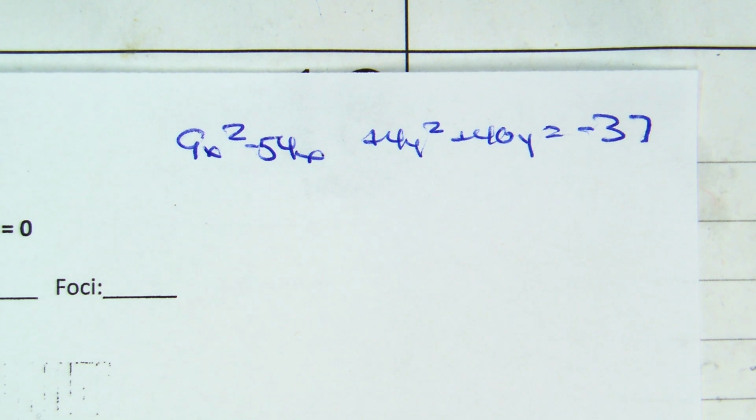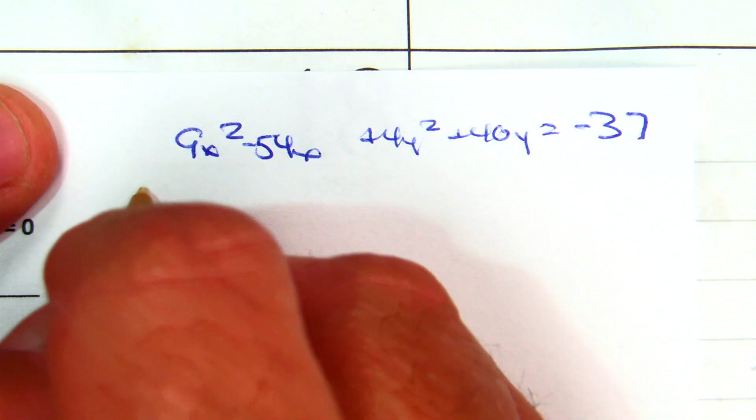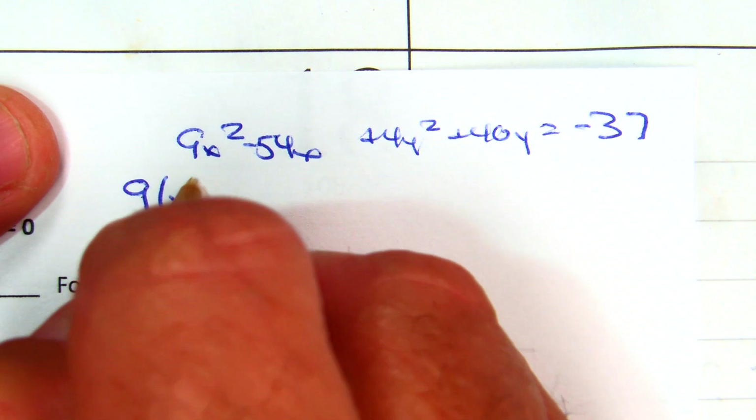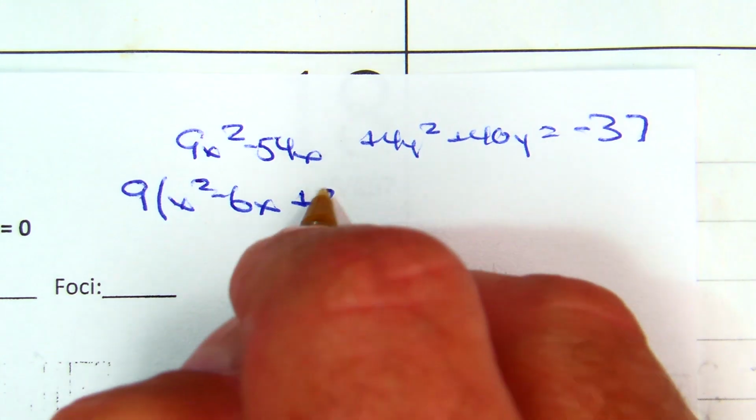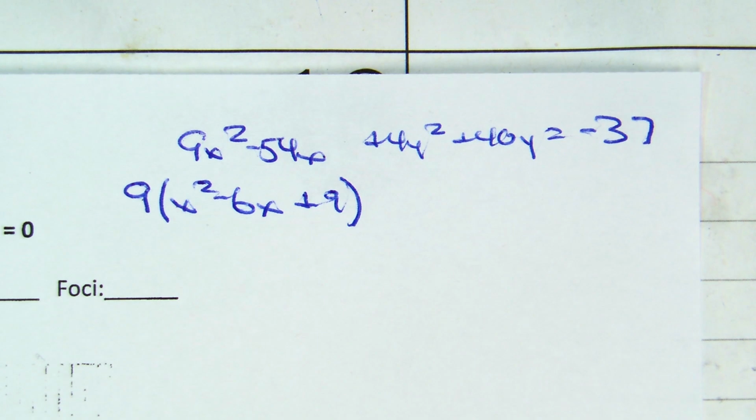All right, we're then going to factor the coefficient of the squared. So in the first one, it's 9. That'd be x squared minus 6x. Then we're going to complete the square. What's half of 6? 3. And 3 squared? 9. We're then going to do the same thing with the y's.